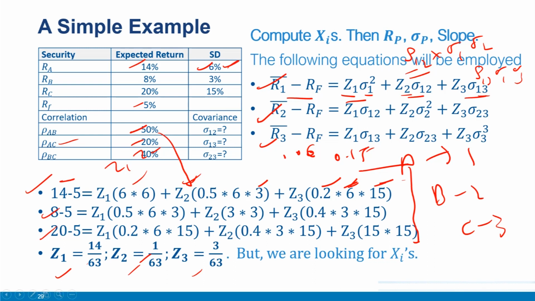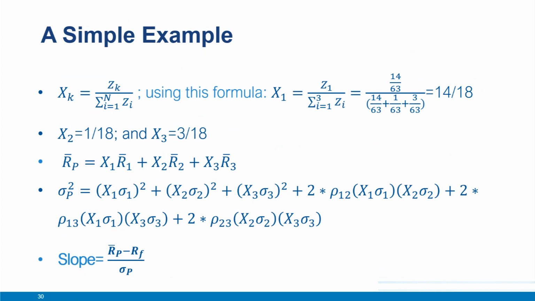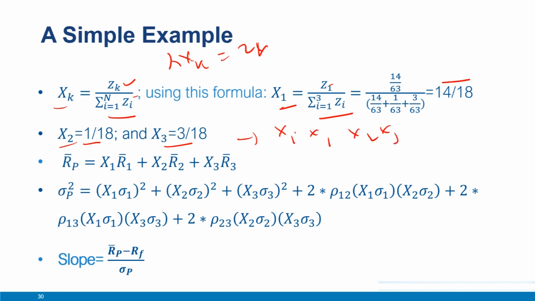Now let's see how using these Zi's we can solve for Xi. Recall in our previous discussions we said that lambda xk is zk, and therefore we can solve for these xk's by writing this expression zk upon summation of zi. So similarly we can solve for x1 as z1 upon summation zi and x2 as z2 upon summation zi, and we can get these values of x1 as 14 upon 18, x2 as 1 upon 18 and x3 as 3 upon 18. So now what we have is x1, x2, x3, which are the proportionate amounts invested in that optimum portfolio, that tangent portfolio.